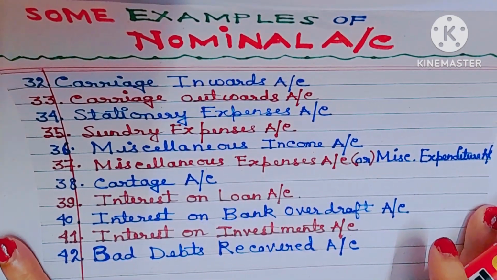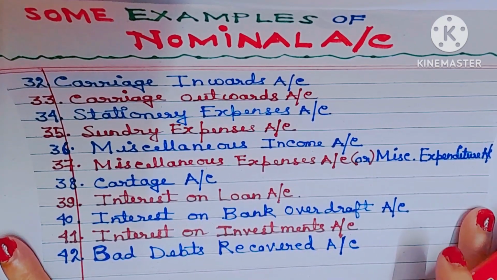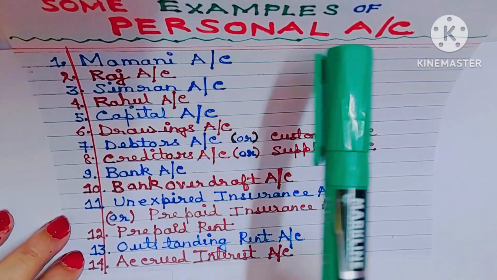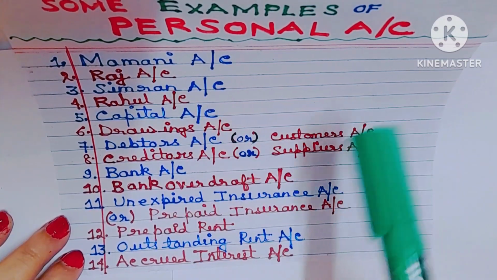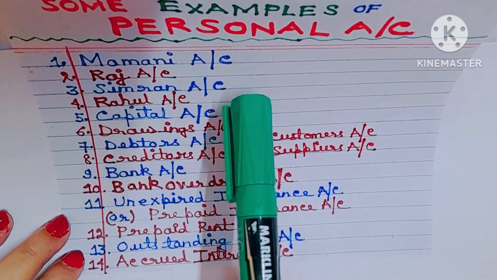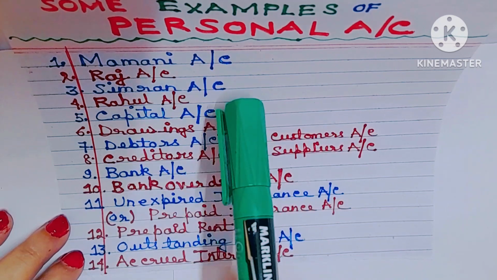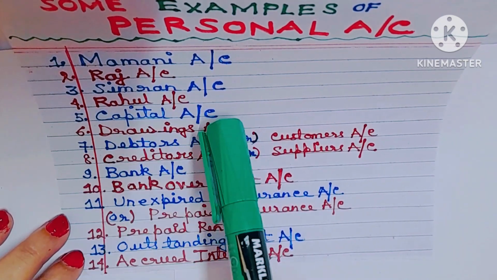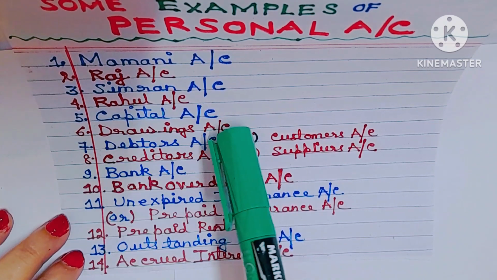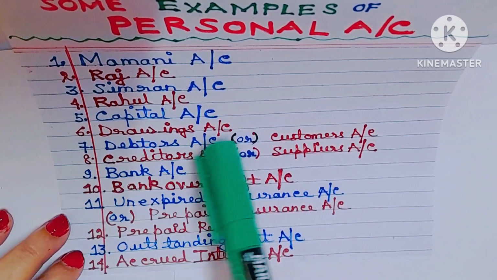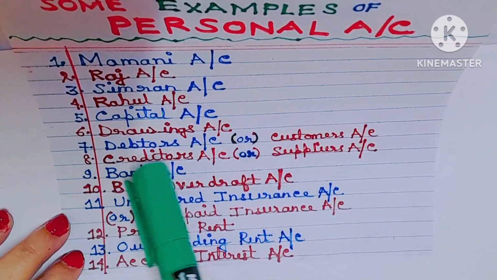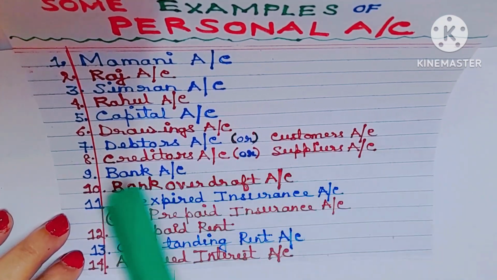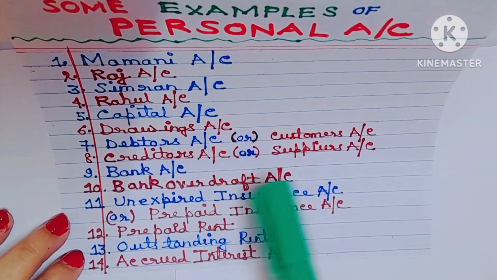Now let's see the list of examples of personal account. So here is the list of examples of personal account. Number 1, Mamuni account. Number 2, Raj account. Number 3, Simran account. Number 4, Rahul account. Number 5, capital account. Number 6, drawings account. Number 7, debtors account or customers account. Both are correct. Number 8, creditors account or suppliers account.